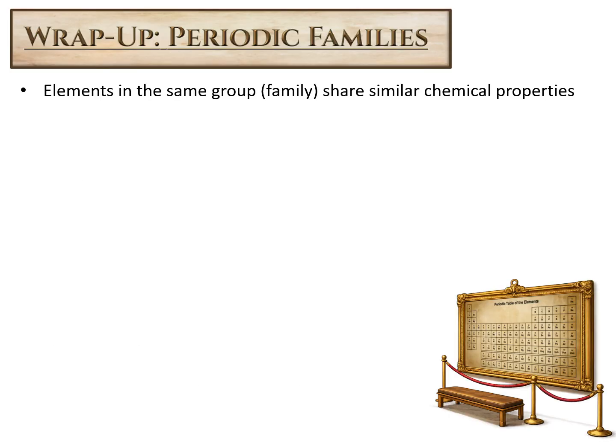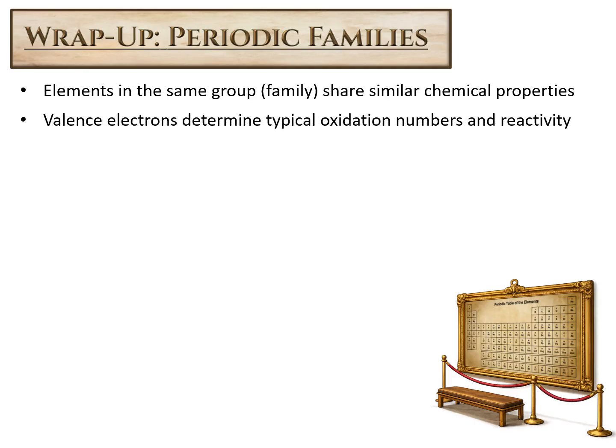All right, so wrap up for this lesson. Elements in the same group, which is also called a family, share similar chemical properties. And this is due to the fact that they have the same valence electrons, which then contributes to very similar oxidation numbers and reactivity. We can use the location on the periodic table to get the common oxidation numbers. Like I said, there are exceptions, not just in the transition metals, but when you get down towards the bottom of the periodic table, the electrons can start rearranging themselves quite a bit, and you get a lot more exceptions.